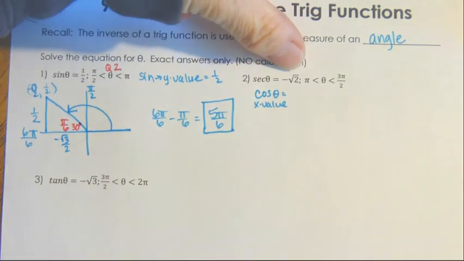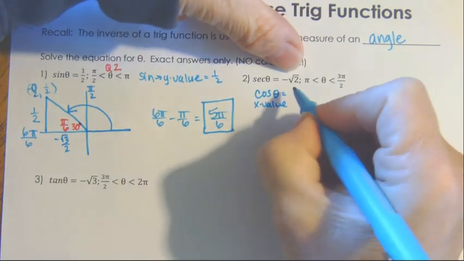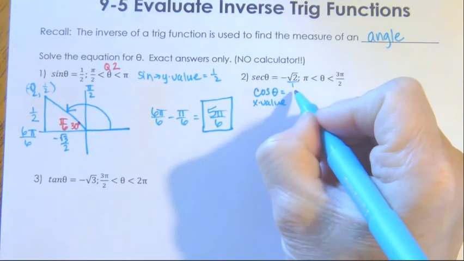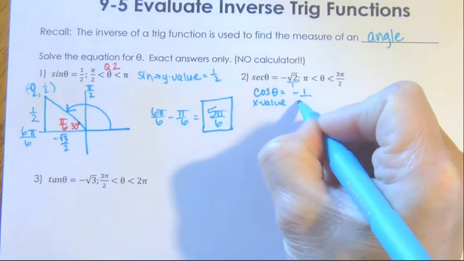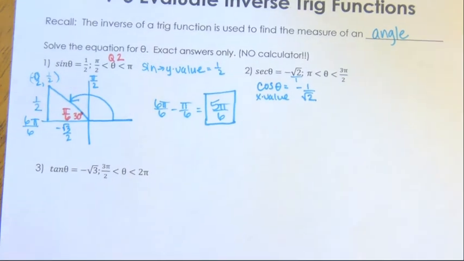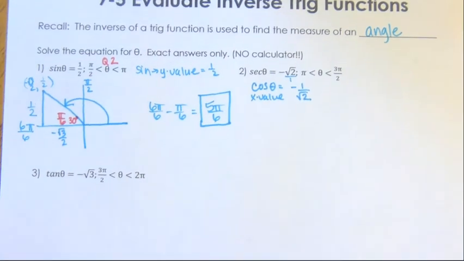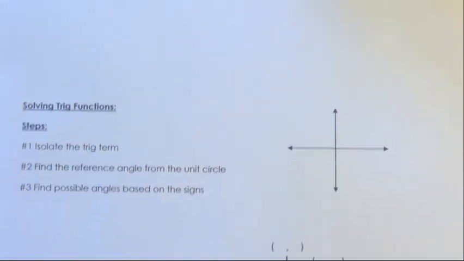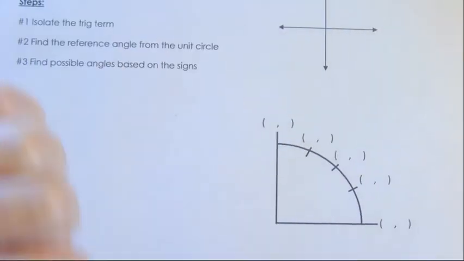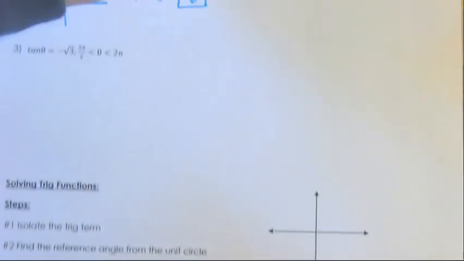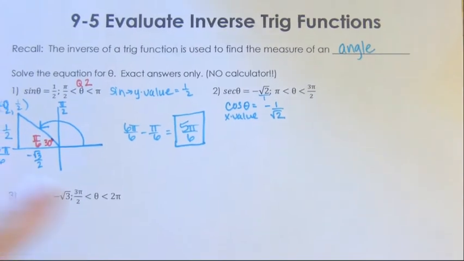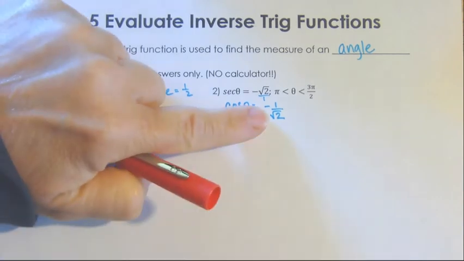Now, if secant was negative radical 2, so that's over 1. If I flip that, cosine would be negative 1 over radical 2. Now that's not one of those numbers from the unit circle, which if you look down at the bottom here, we'll fill this out in a minute, or you can go and get one of your old ones from your other notes, because that does help. This is not one of the numbers that comes from there.